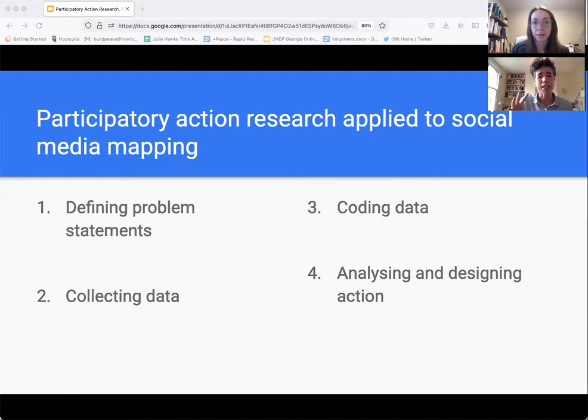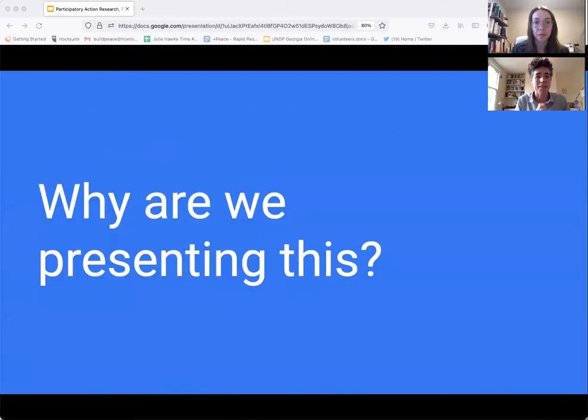But I think the key thing to keep in mind is that what we were trying to do was to put in the hands of the 18 organizations that we were working with the capacity to define what kind of research they wanted to do, get the data they wanted, organize it, code it in the way they needed, in order that they could analyze it and design action based on the analysis findings. And I'm going to show you some examples of that right now. Can I have the next slide?